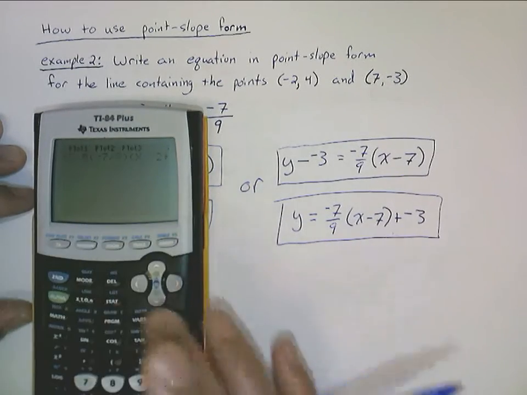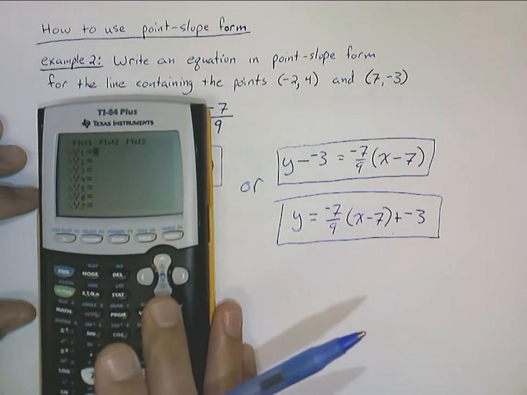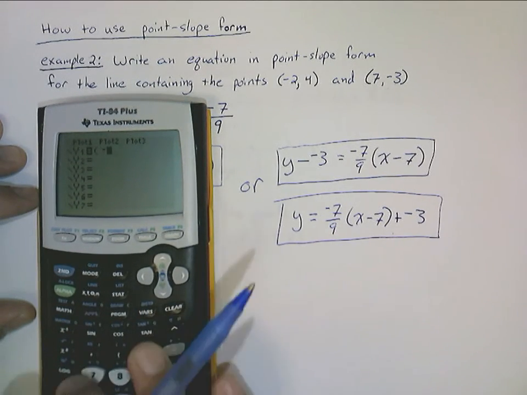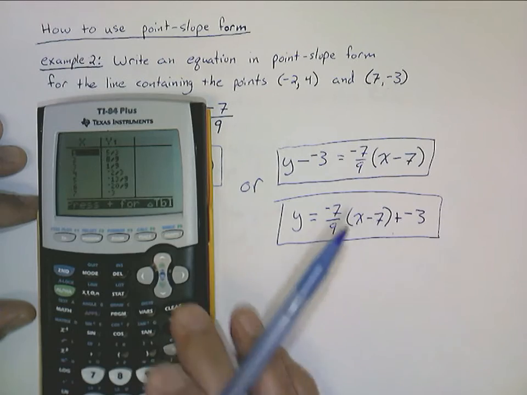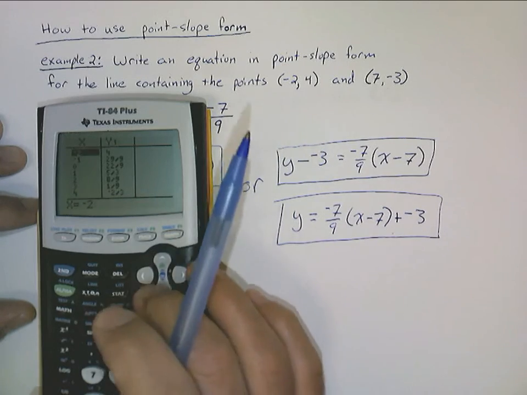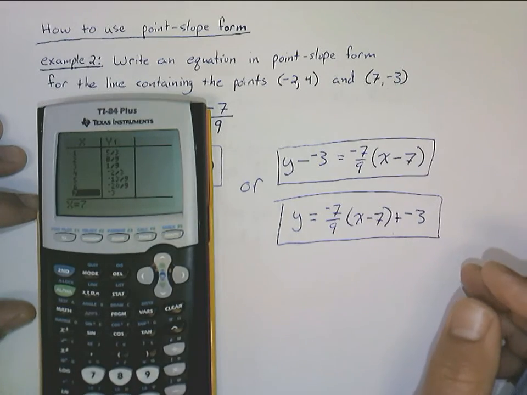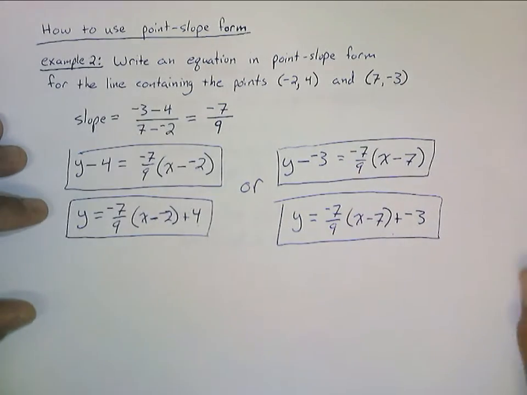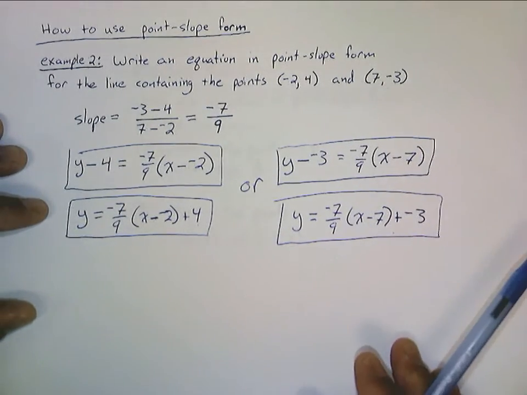Or, let's try this one. Of course, we have to use the new school version. -7/9 times the quantity of x minus 7 plus -3. Again, we'll bring up our table. There's the point (-2, 4). And we scroll down some more until we get to (7, -3). Both of those points are on our line. Great. So we see that both of these equations definitely work. These are valid equations for the line containing these 2 points.